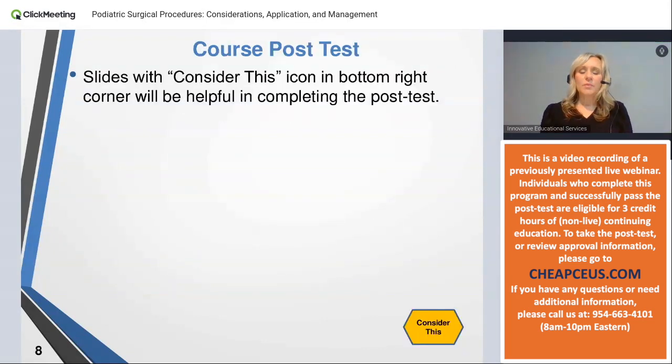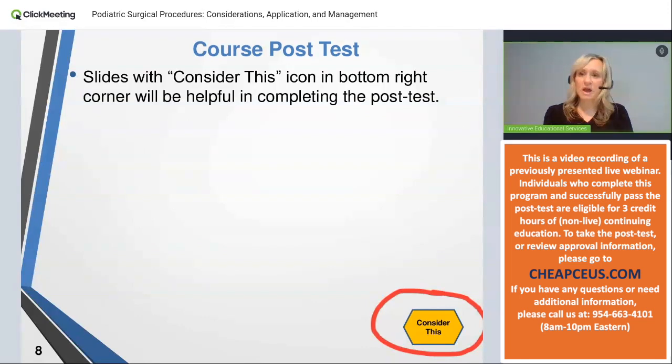As you look at the PowerPoint presentation slides as well as the course notes that I've provided for today, you will notice that several of these slides on the bottom right have a gold icon that says "consider this." That's to let you know that those particular slides are going to be helpful when you go to answer those post-test questions.